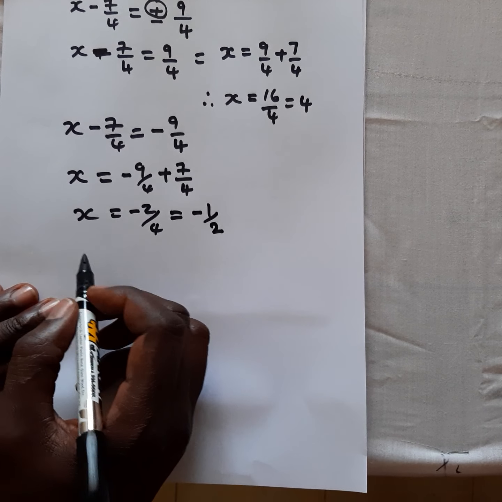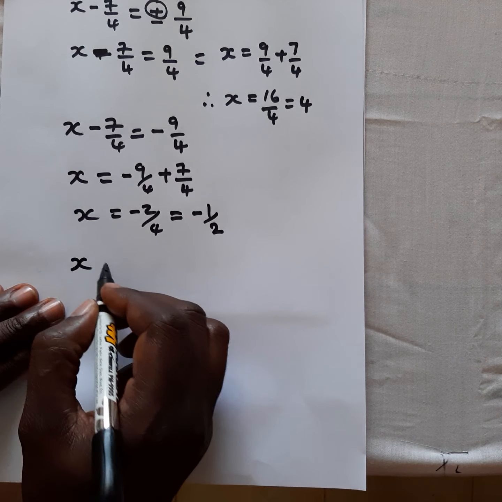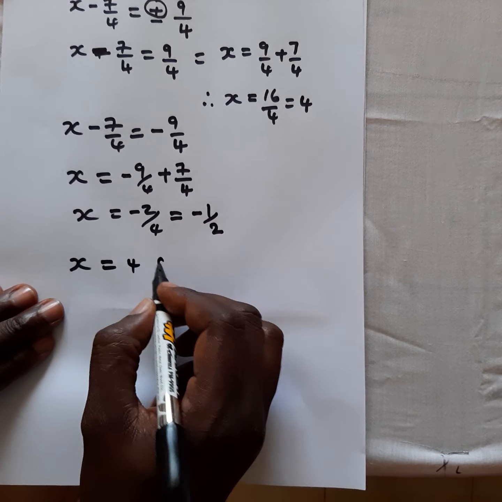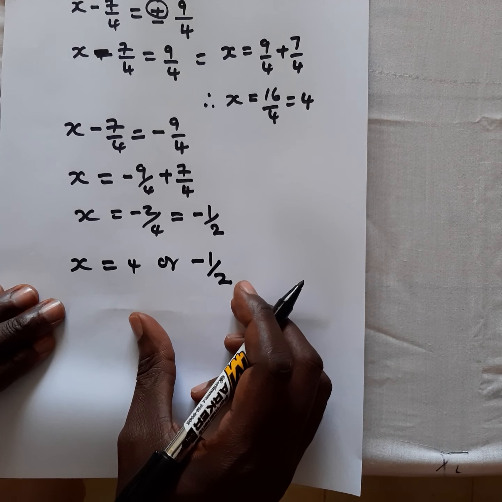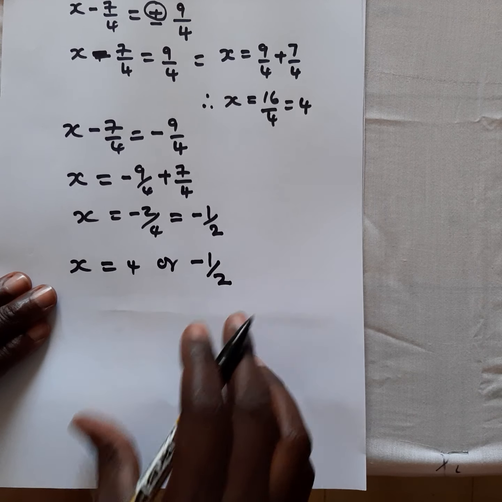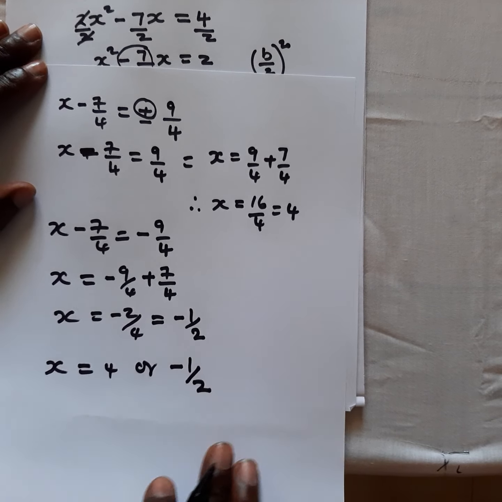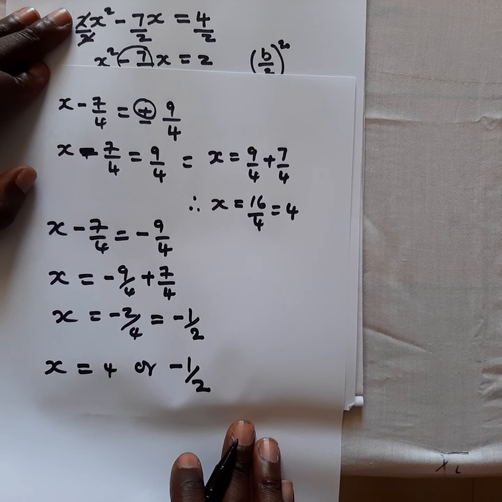So we can conclude by saying that x is either 4 or negative 1 over 2, and that is the solution for 2x squared minus 7x minus 4 equals 0.